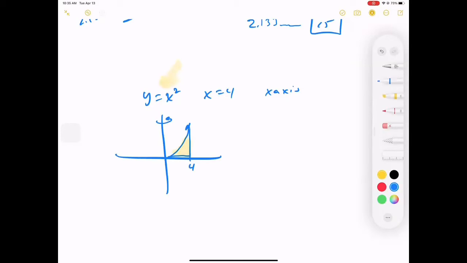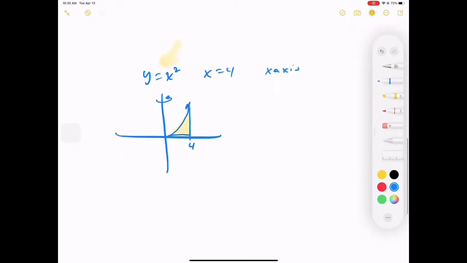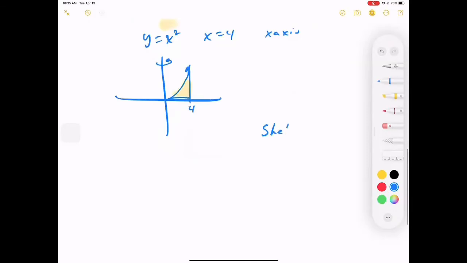Now, if I decide to do both, we can do both quickly. But let's use shell because I think shell is a smart choice because I need to change my radius to an x value, and I don't want to do that. I'm going to keep it as a y.